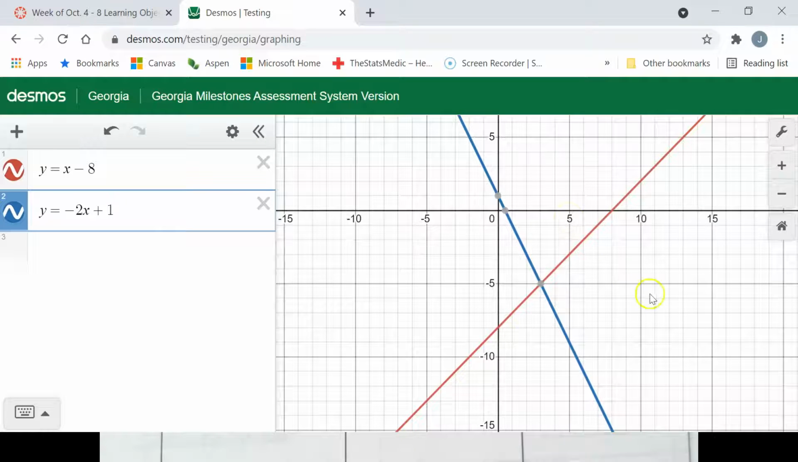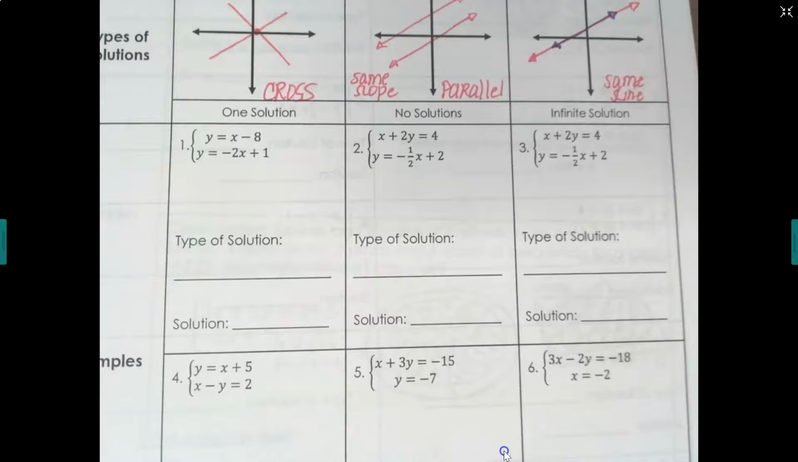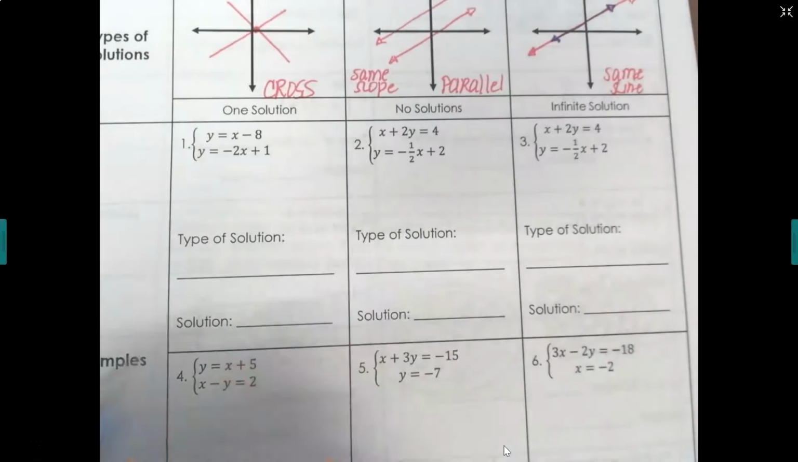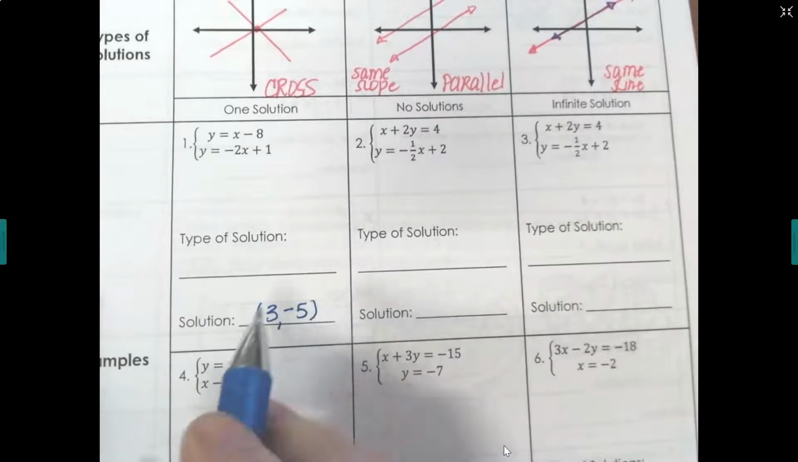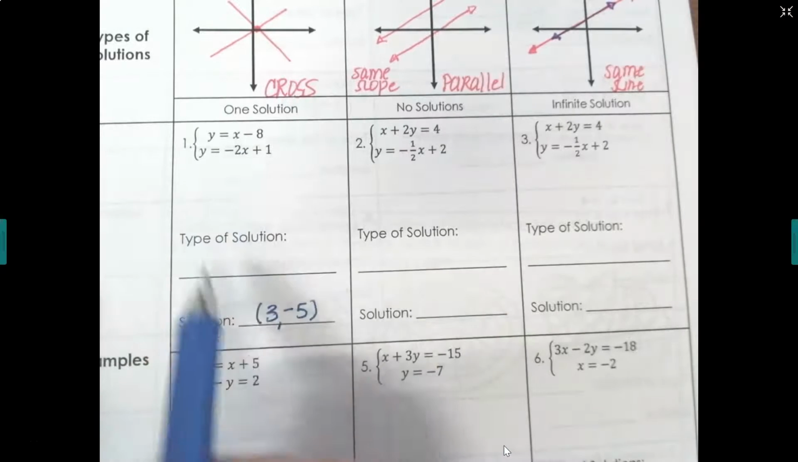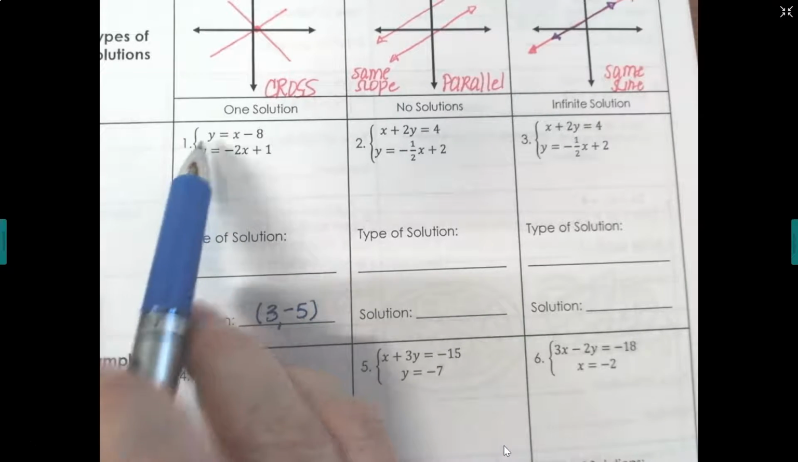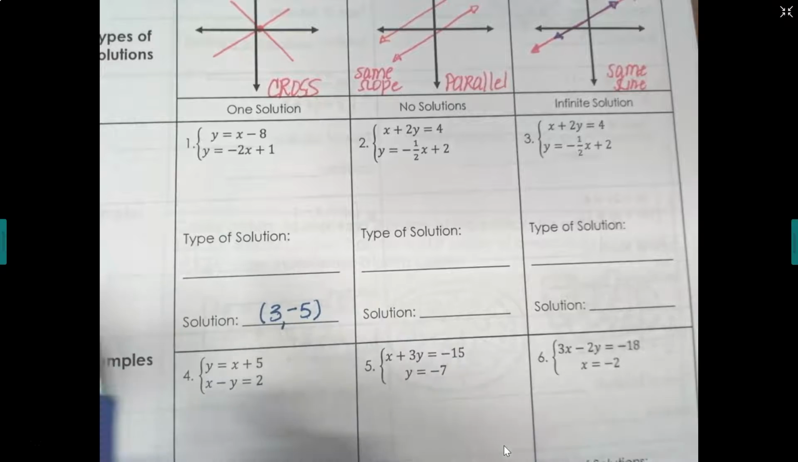So now remember, the solution is where the two lines cross. So if you hover, or you may need to touch it with your fingers if you're using your cell phone, it will name the point for you. The name of that point is 3, negative 5, where the two lines cross. That's the solution. If I plugged 3 in for x for both of these and negative 5 in for y, it would make both equations true.